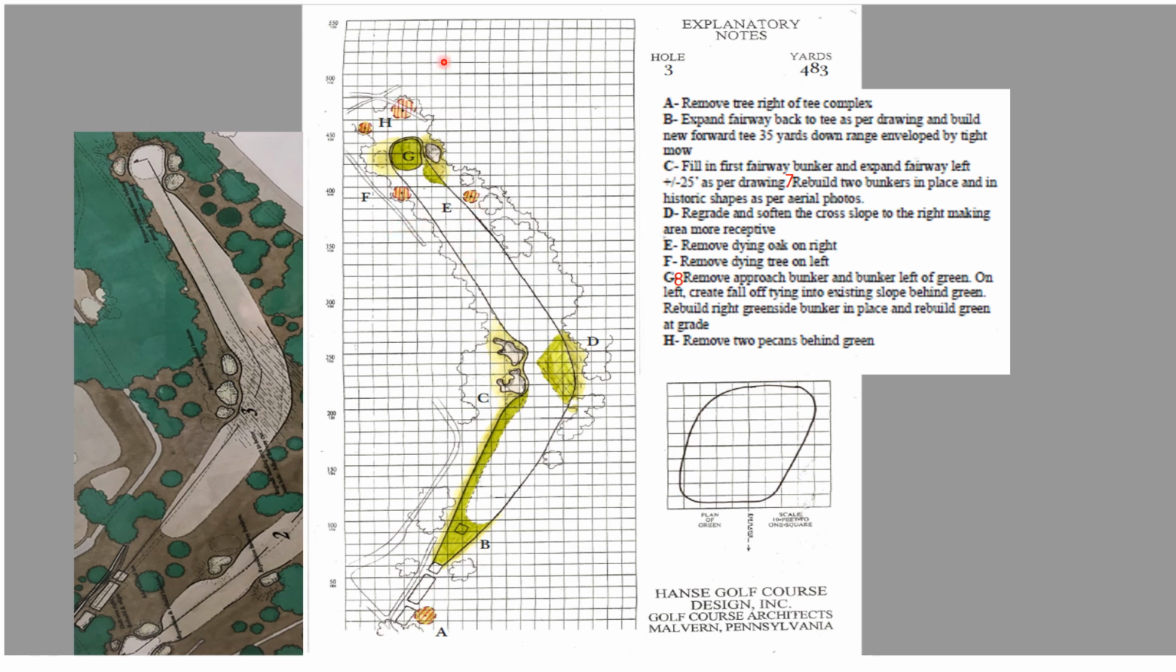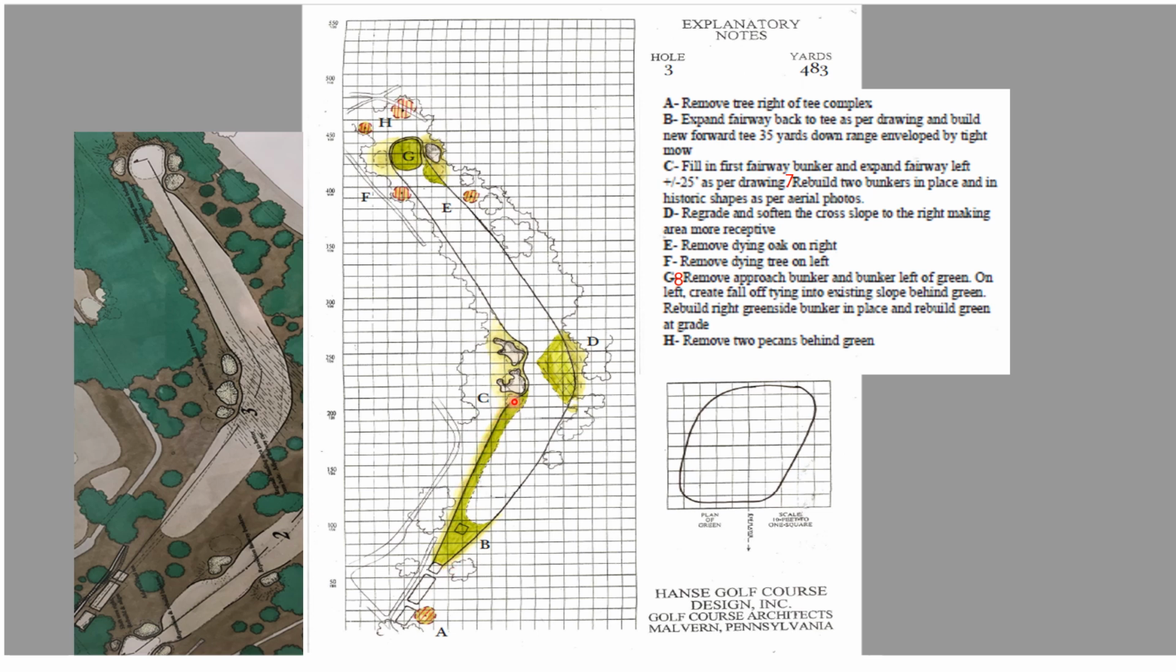So I've tried to scale this down to make it look very similar to Gill's work, which is what we've been describing here on the right. This is our existing golf course from a map that Keith did. It's very close. This is Gill's work. So number 3, remove tree right of T complex. This is a tree over there, kind of to the right of 2 green.